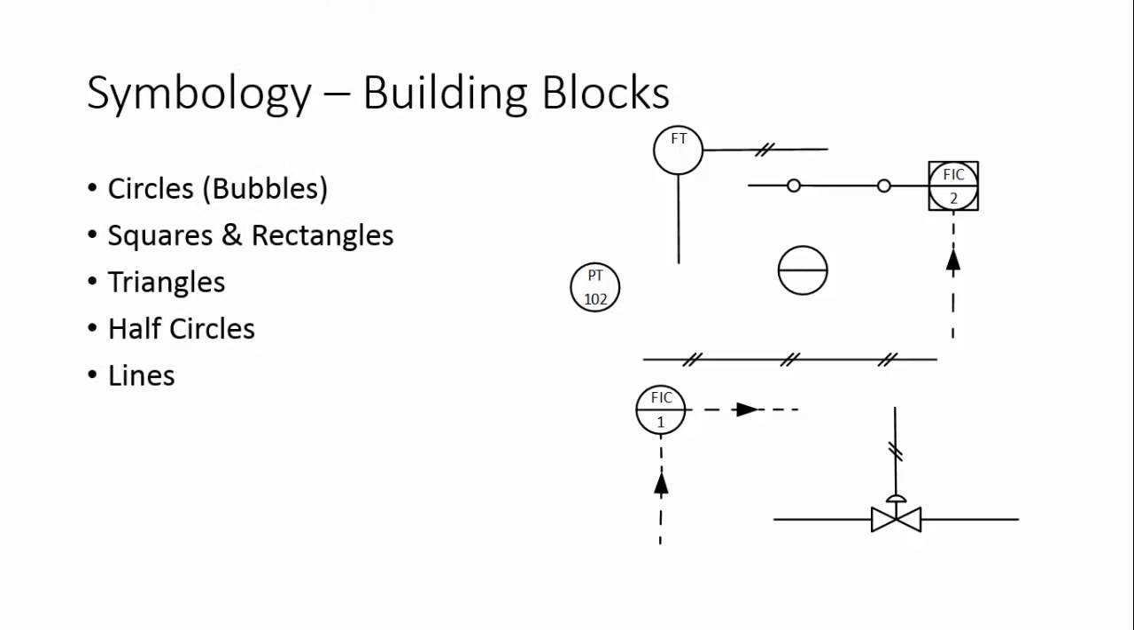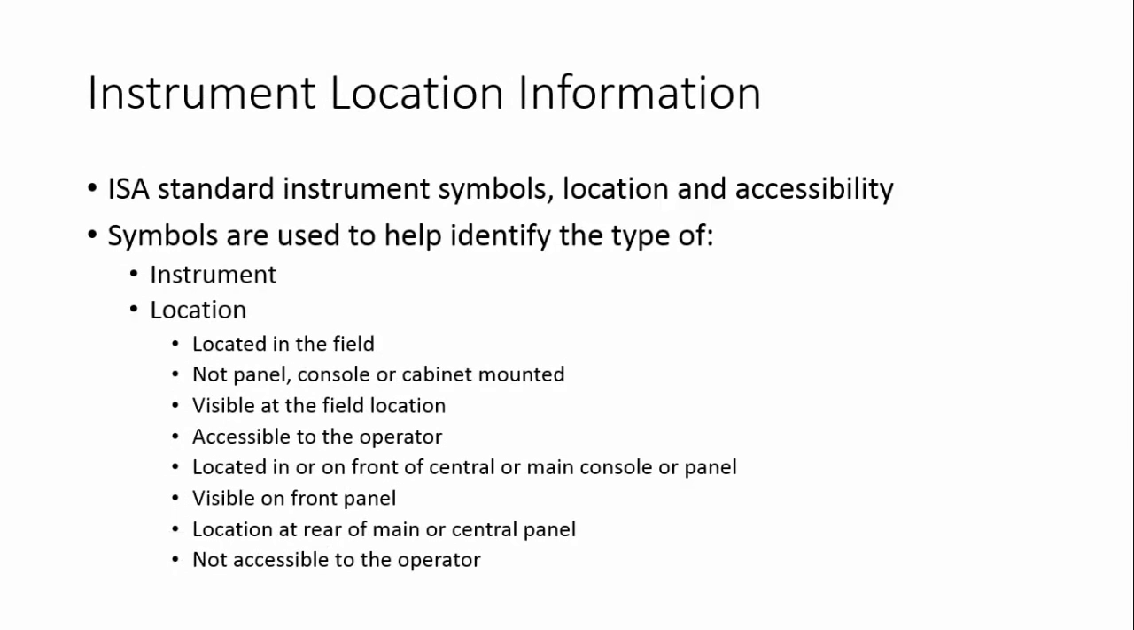The symbology is graphical building blocks, and the symbols are made up of circles. Some places call them bubbles. They're squares and rectangles, triangles, half circles, lines, slashes, arrow points, and so forth. Instrument location information: ISA standard instrument symbols, locations, and accessibility are also shown as part of the symbol. So these symbols are also used to help identify the type of instrument that you're looking at.